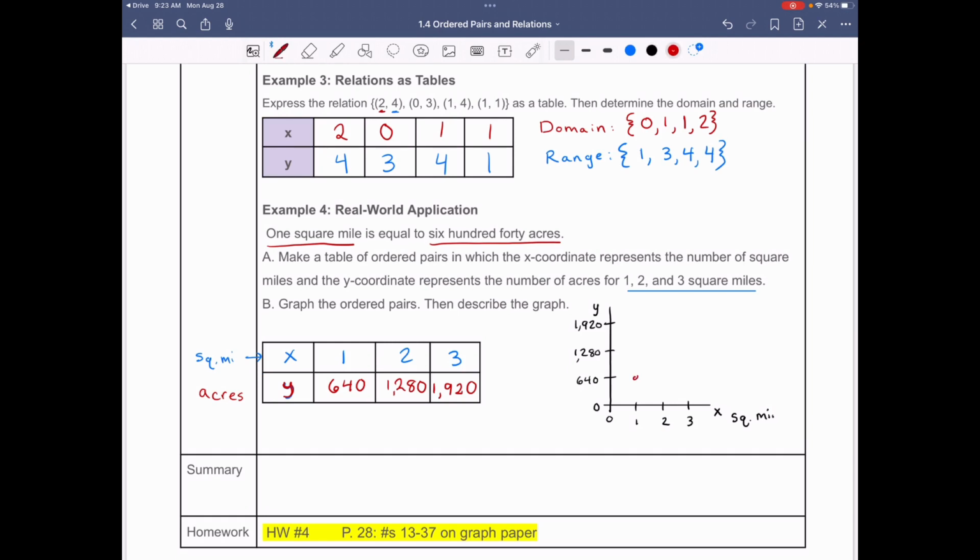And then we will graph our points. So (1, 640) and (2, 1,280) and (3, 1,920). And we could connect these dots because even if I have a partial mile, then I could have that much. I could multiply like 0.5 if it was half a square mile. If I multiplied 0.5 times 640 acres, I would get this point here, right? And so we could connect these as a straight line.